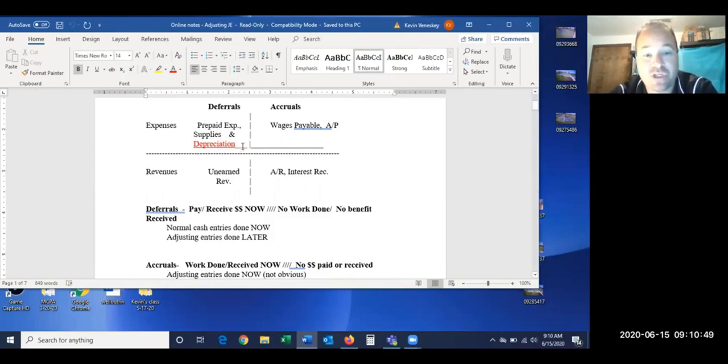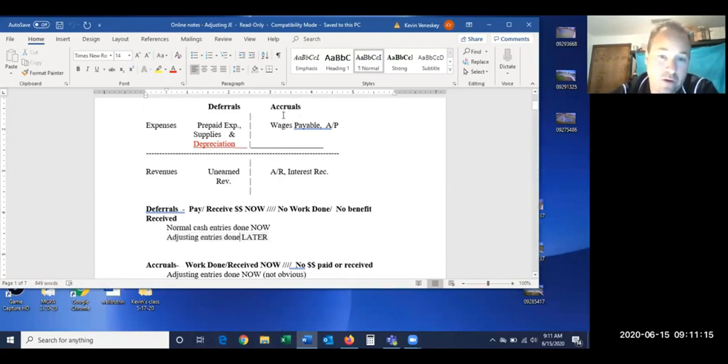Same with supplies. Depreciation is one we're going to look at in a lot of detail. Depreciation is when you use your big assets, like a vehicle. You bought a vehicle, but you don't expense the vehicle in year one because you're going to use it more than just year one. You have to expense it a little bit at a time. And so those depreciation entries are done at the end of every year.